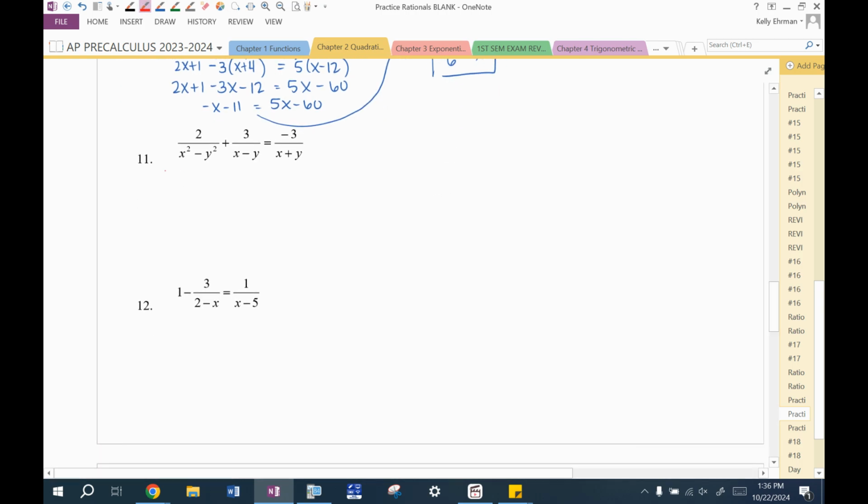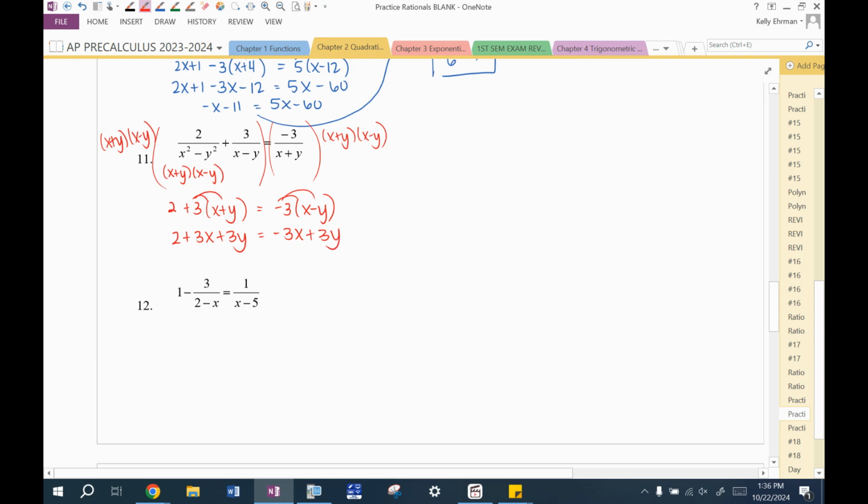All right, let's take a look at 11. Factor this difference of squares, x plus y, x minus y. Multiply both sides of the equation by x plus y, x minus y. All right, so whole denominator will cancel from the first term. You just have 2 plus 3 times x minus y's cancel. So you're left with 3 times x plus y equals negative 3 times x minus y. Distribute. 2 plus 3x plus 3y equals negative 3x plus 3y.